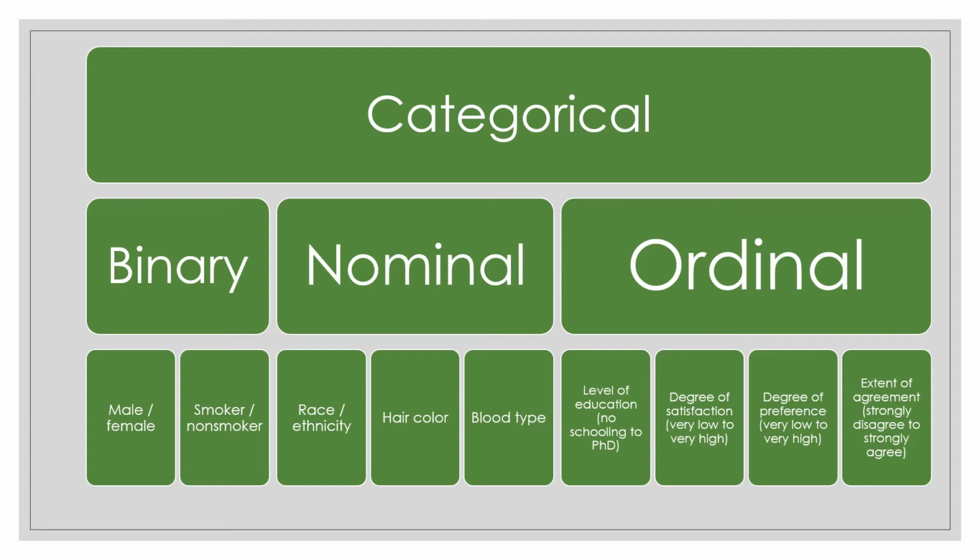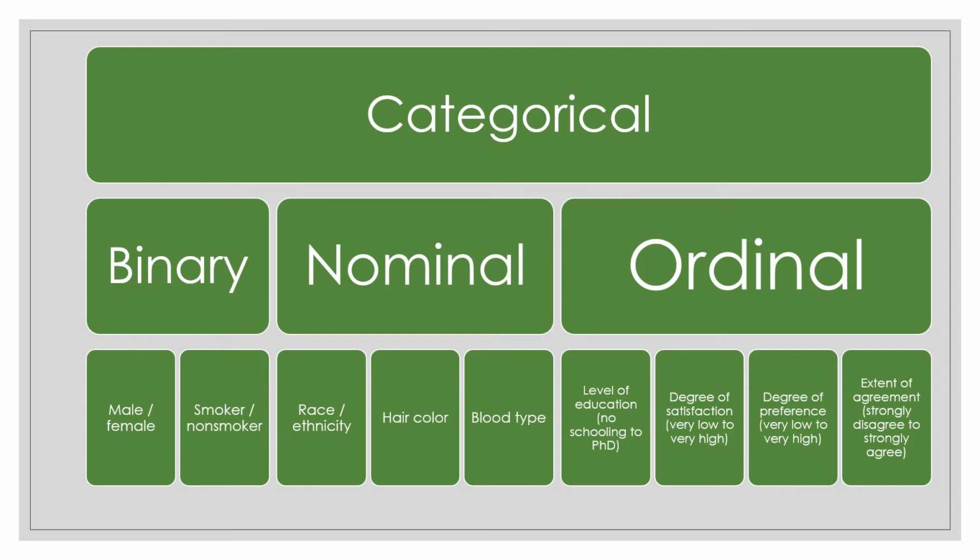And examples of binary variables include male, female, smoker, non-smoker, whether somebody is a scholarship recipient or not. These are all binary variables. And examples of nominal variables can include race or ethnicity, or race and ethnicity. Sometimes they come together, or hair color, or blood type.